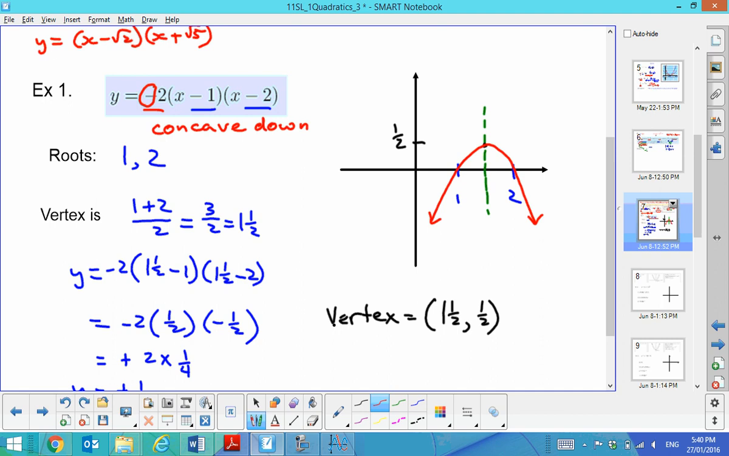And then if I want the y-intercept, I need to get -2 times -1 times -2, which gives me -4. So I would now know that this graph will continue and intersect that -4 for the y-intercept. So hopefully you've had a go and been able to sketch that up just from the equation. It's not totally accurate, but it's not too bad.